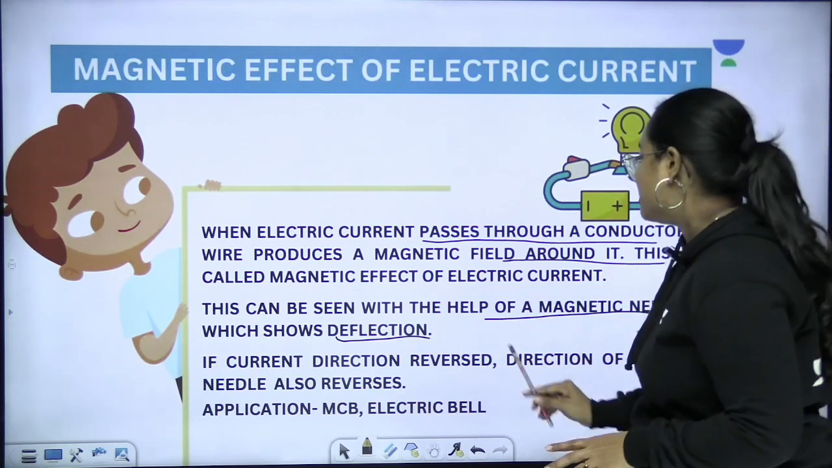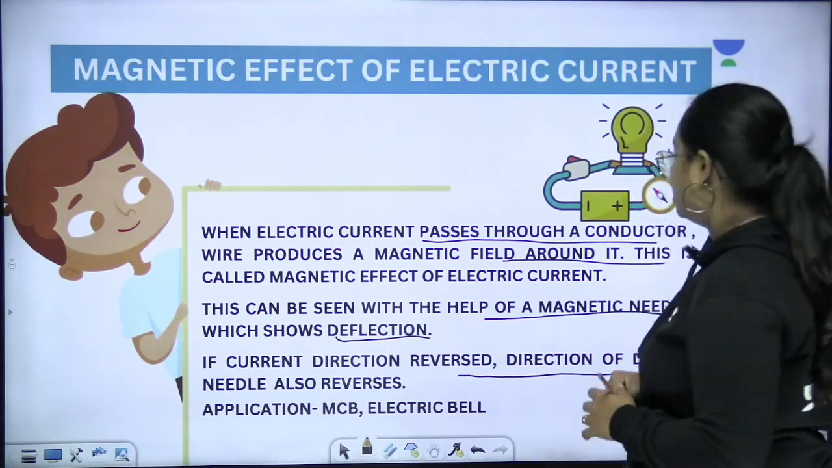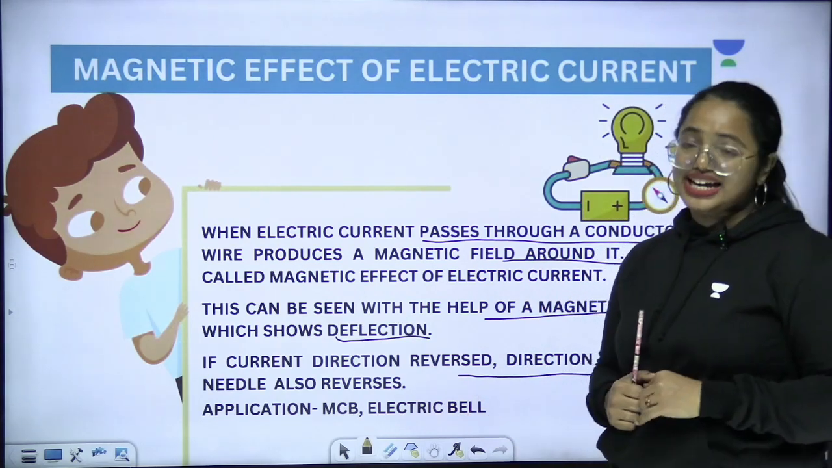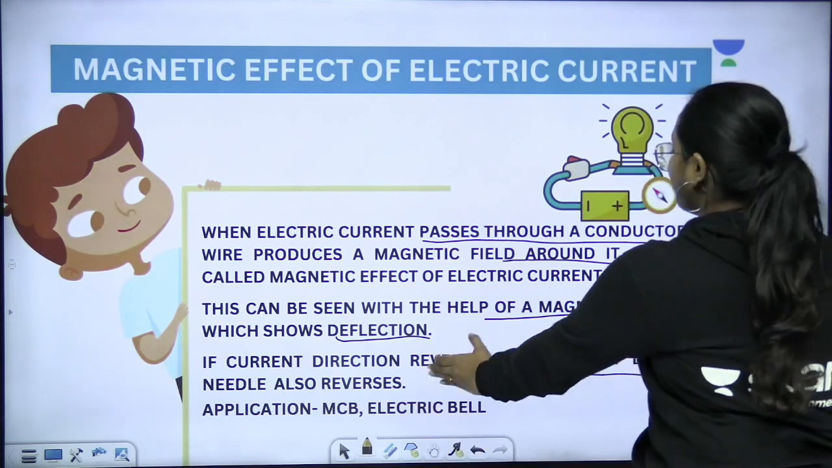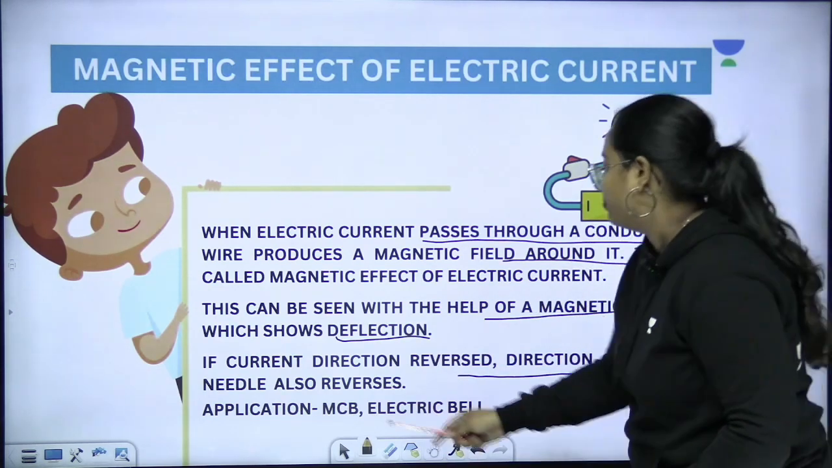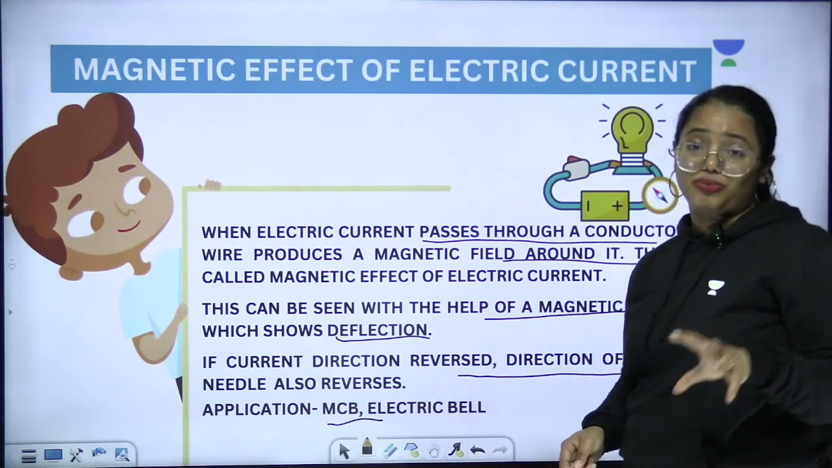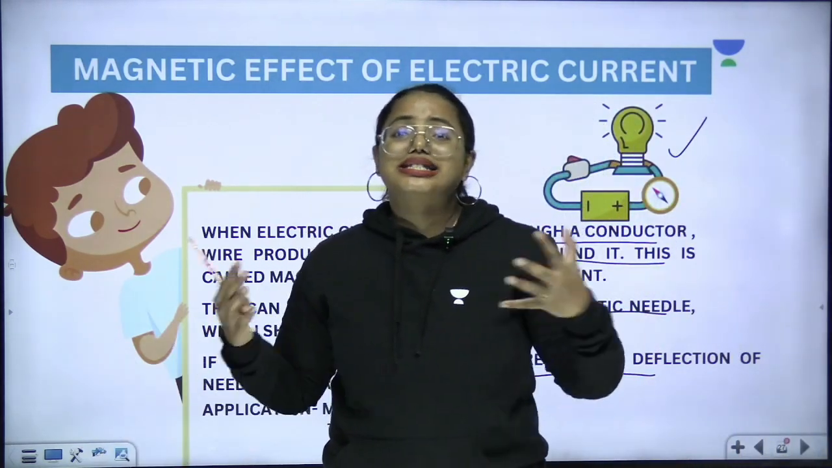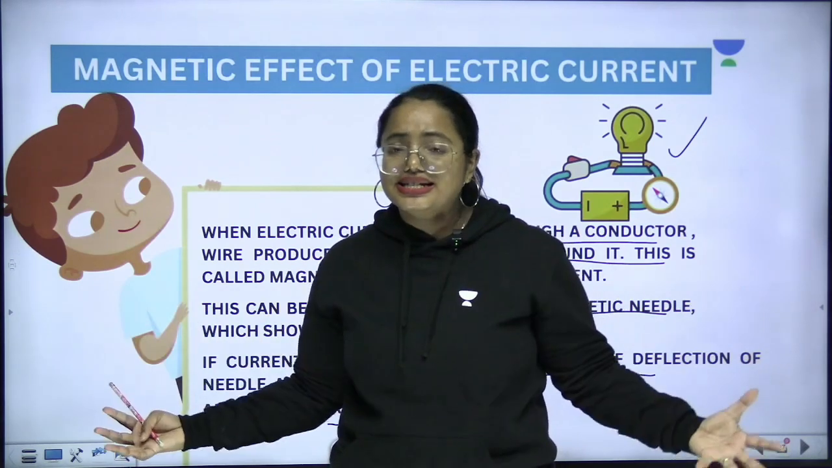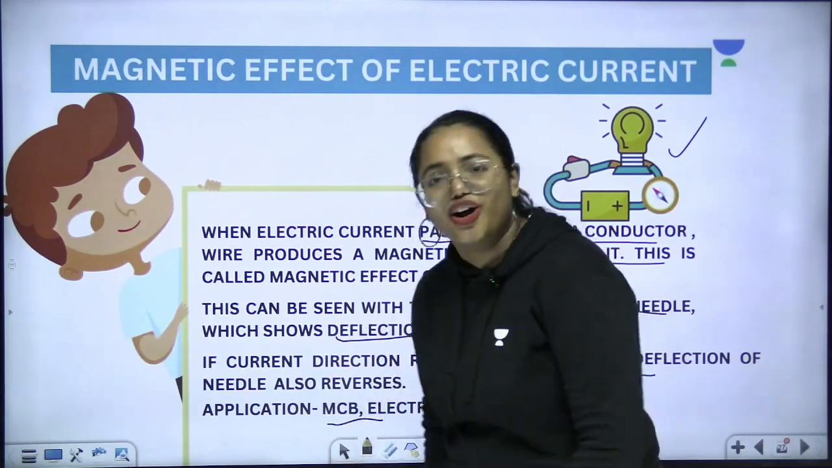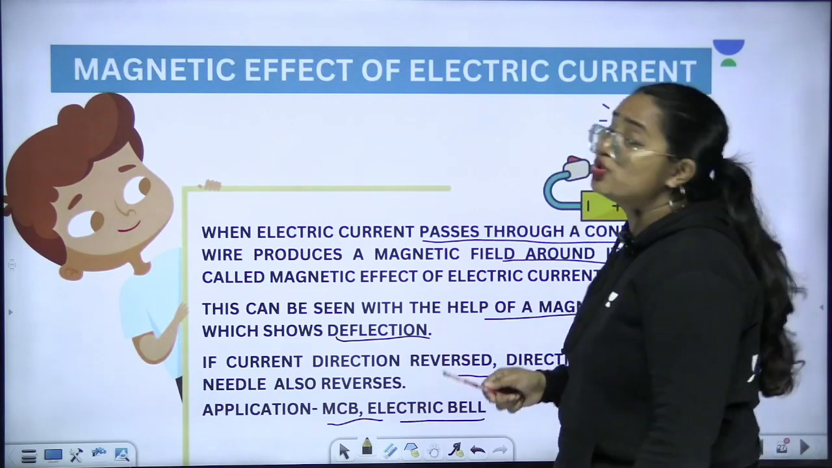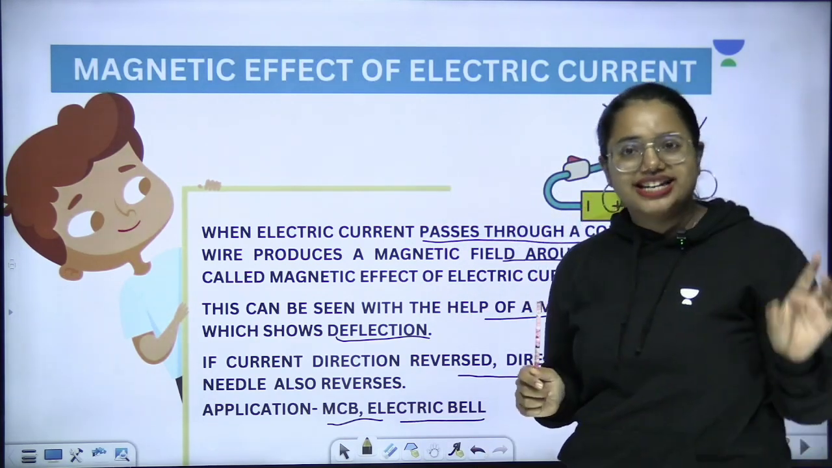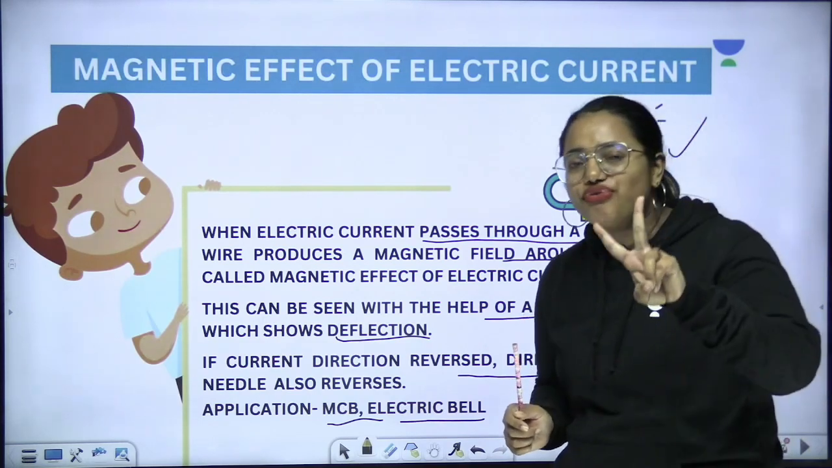Clear? And if the current direction is reversed, what about the direction of deflection? This also gets reversed. And I hope you are clear. Now we are going to learn the various applications of it. MCB, miniature circuit breaker. This is nothing but a safety device that can be utilized to save our different appliances if there is an excess current flow. Got it? Similarly, the electric bell also works on the same principle of the magnetic effect of electric current. Clear? So these are the main two effects of electric current.